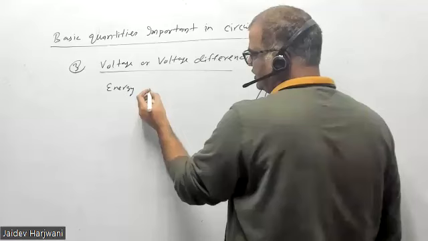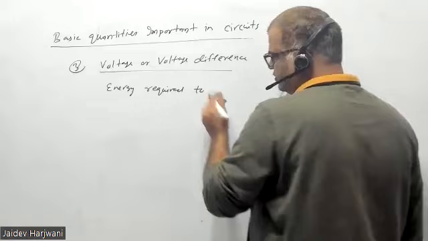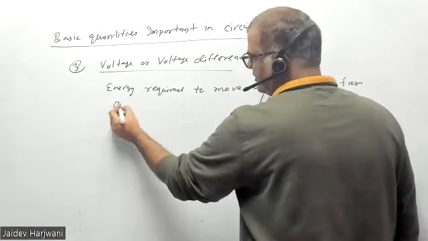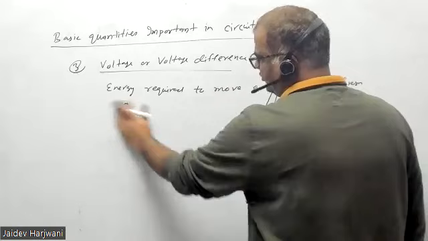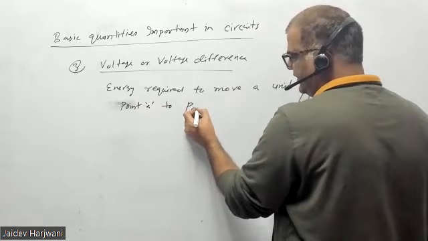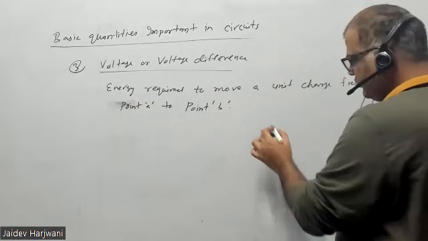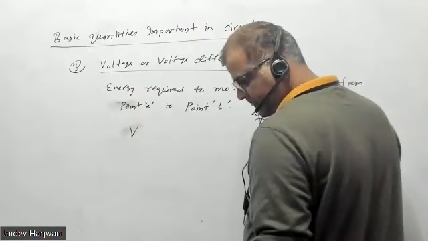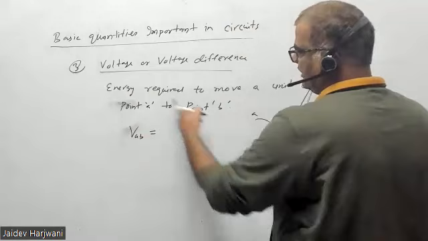Required by a charged particle to move a unit charge from point A to point B. If I want to move a charged particle from point A to B, how much voltage energy is required? That is called your voltage or voltage difference. So this is defined as the voltage difference between A and B, the energy required to move.